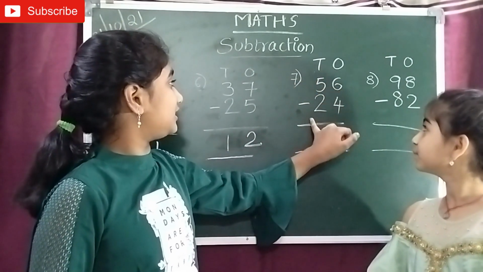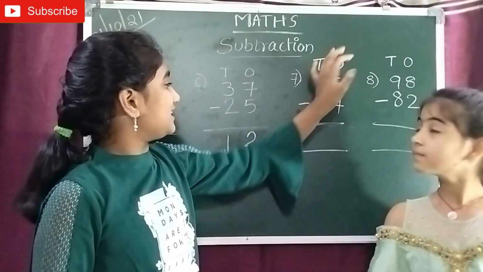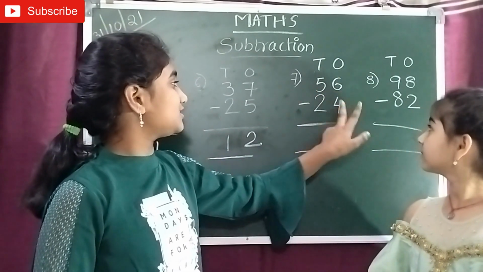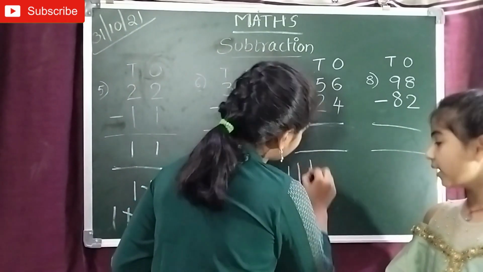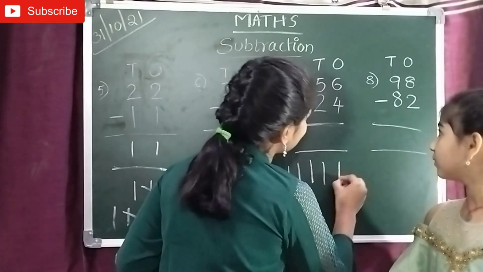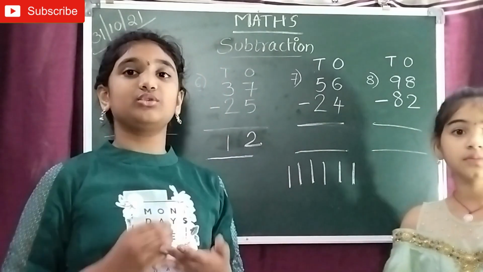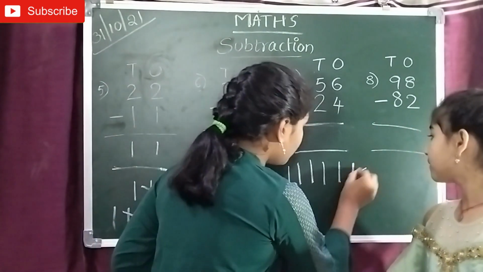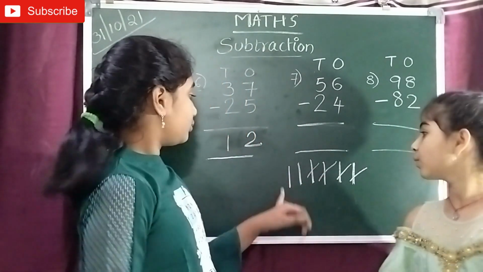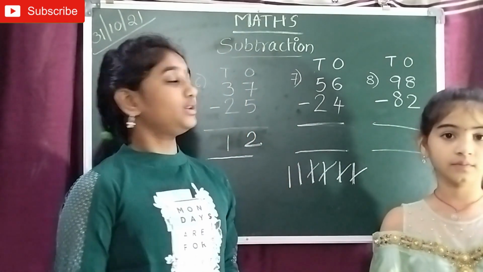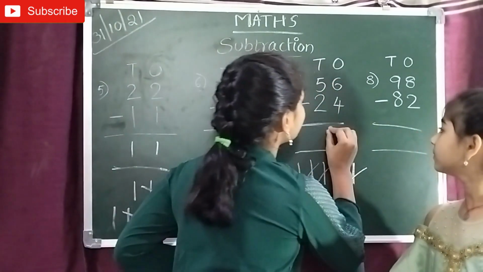56 minus 24. So in the 1's place we have 6 minus 4. So let's use lines. 1, 2, 3, 4, 5, 6. 4 means we have to cut 4 lines. 1, 2, 3, 4. So how many lines are left? 1, 2. So we have to write 2 in the 1's place.